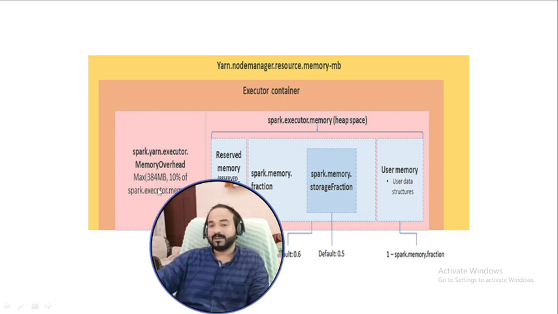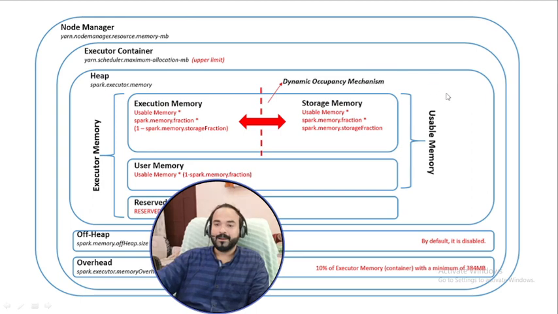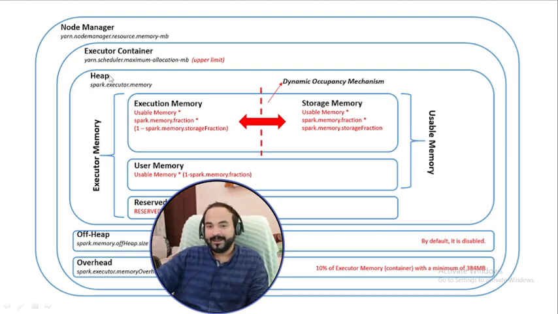So if it extends that limit, it will throw you a memory overhead error, which we are going to cover. Okay, so in a bird's-eye view, I have pasted many slides for you, so it will become easy for you. Here is heap memory. I told you that inside executor memory we will discuss heap memory, off-heap memory, and overhead memory. In heap memory we will discuss these four terms: reserve memory, user memory, execution memory and storage memory.